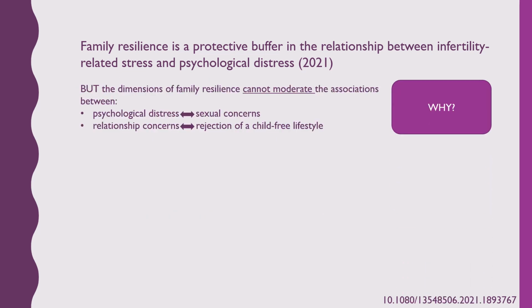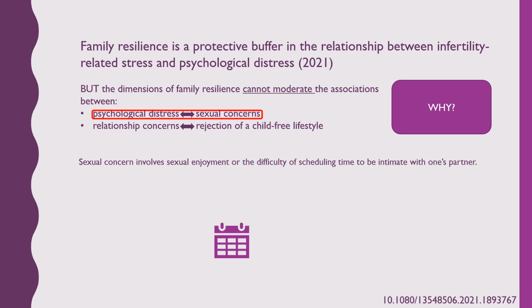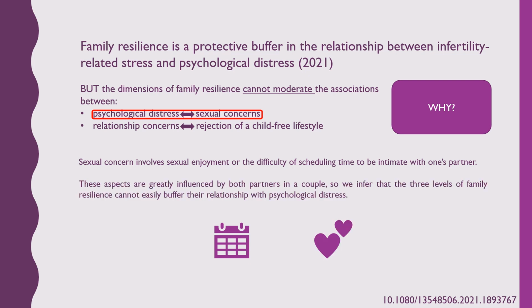And now let's see why family resilience cannot moderate the relationship between these variables. So let's start with the first relationship between psychological distress and sexual concerns. So sexual concern involves sexual enjoyment or the difficulty of scheduling time to be intimate with one's partner, and these aspects are greatly influenced by both partners in a couple. So the authors basically infer that the three levels of family resilience, so the three core dimensions I mentioned a couple of slides ago, cannot easily buffer their relationship with psychological distress.